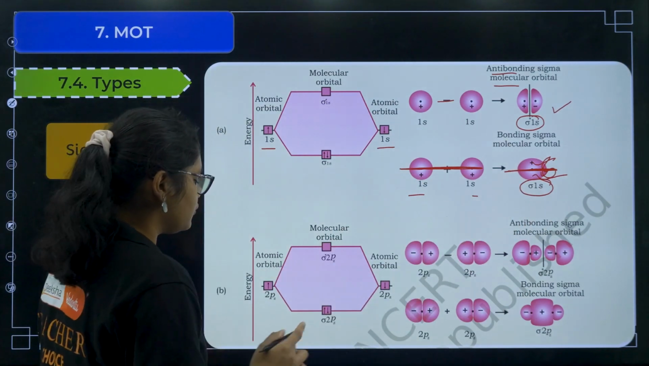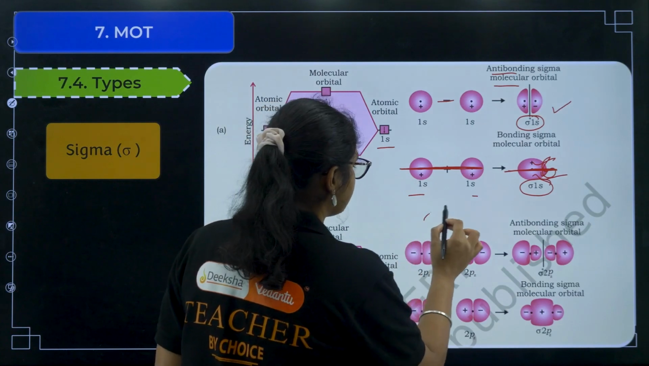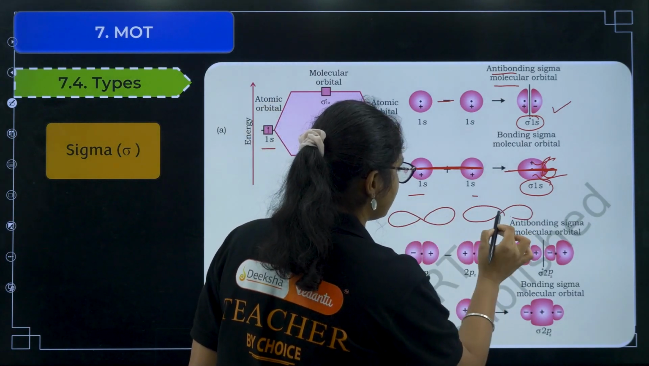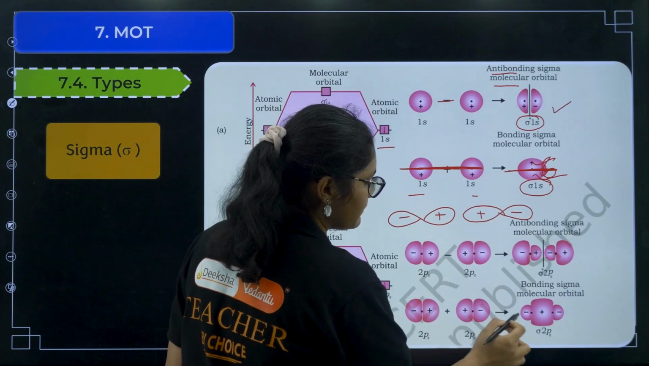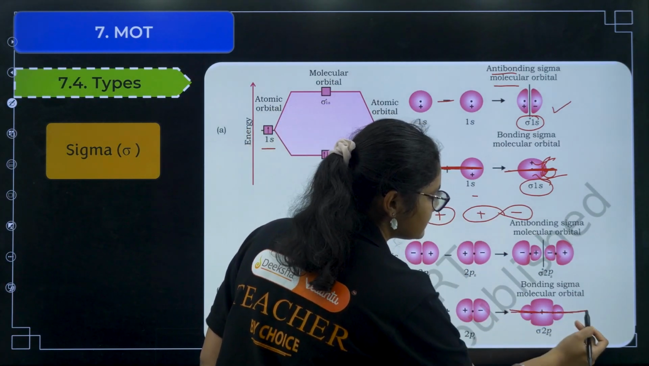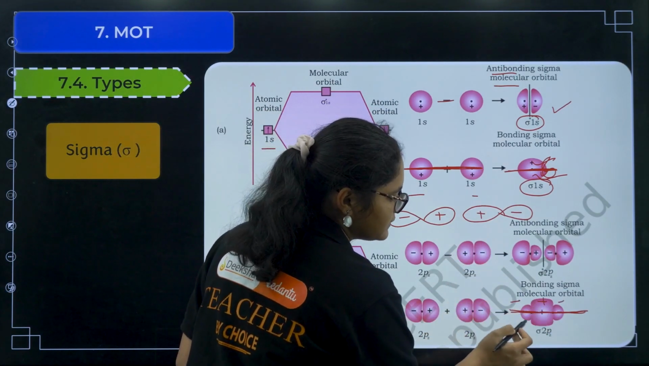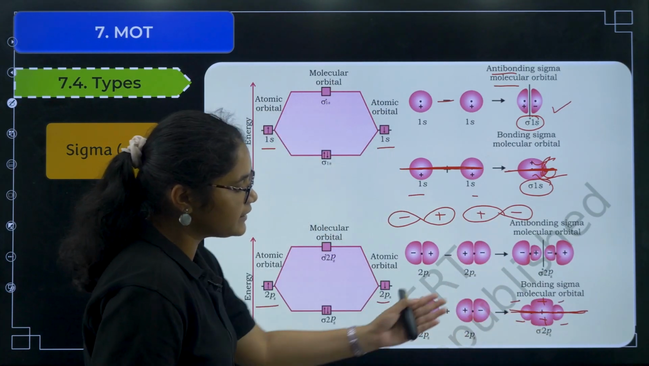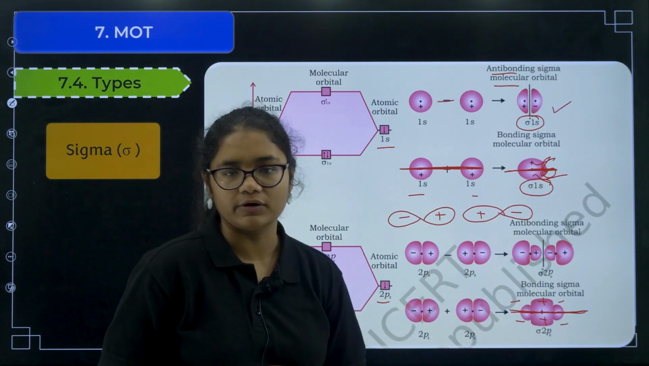Now if you compare 2pz and 2pz, you will combine them like this. This is plus, this is plus, this is minus, this is minus. These two will combine to give you this one, minus plus minus, right. Now if you see, this is the bonding axis. Along the bonding axis here we have minus plus minus, here also minus plus minus, meaning it is symmetric around the bonding axis, right. So this one will give you a sigma bond.